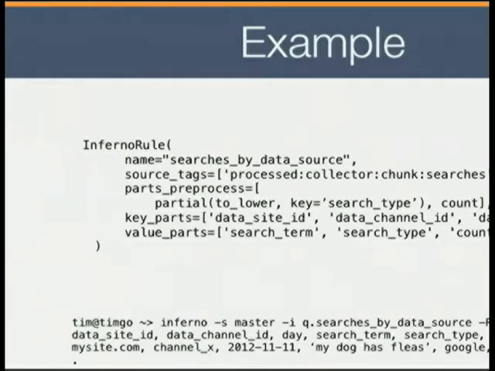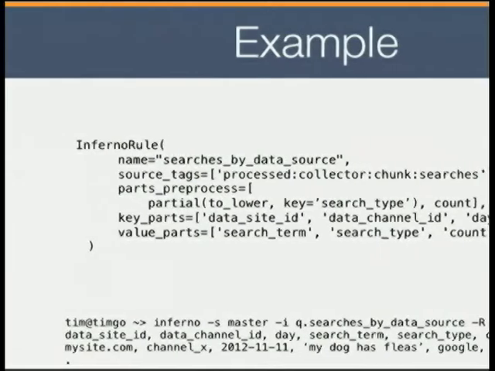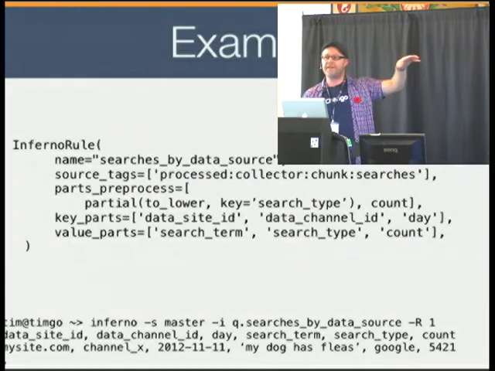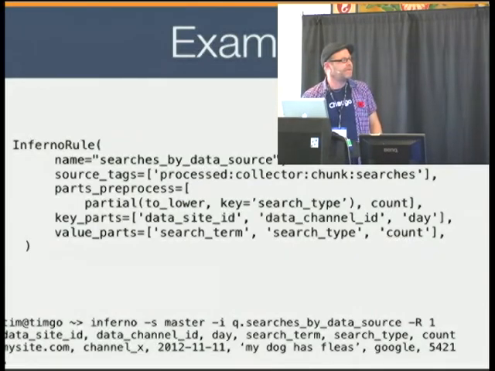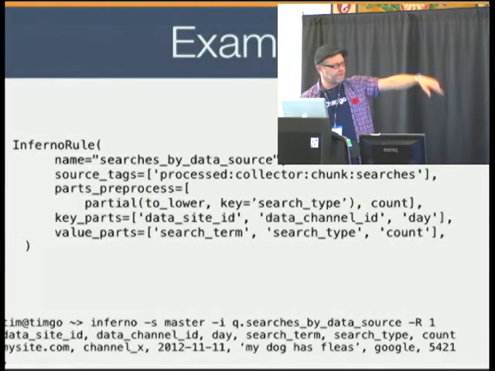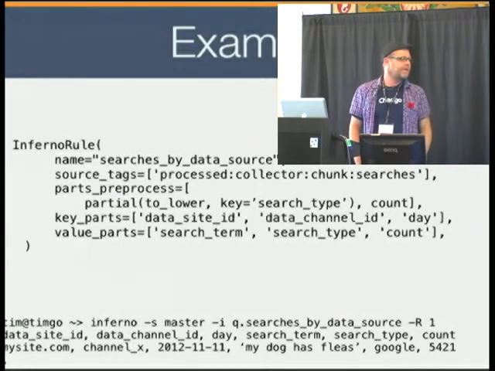Here's an Inferno rule. So what I'm trying to say is, this is a query type search. It's saying, give me all the searches in my log by data source, by where did it come from. So we see you have source tags. That is, where in DDFS am I getting the data? You have a thing called parts preprocess, and I'll talk about that in a sec. And then you have keys and values.